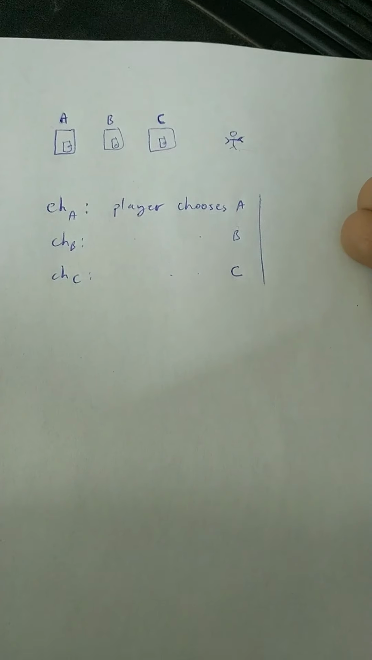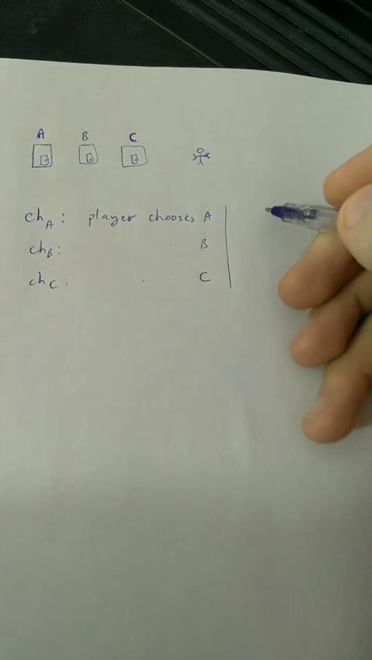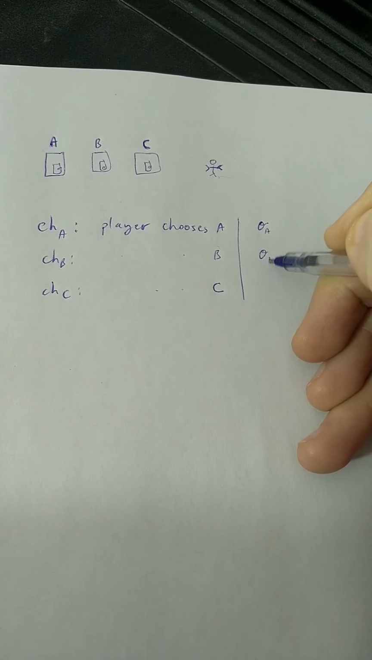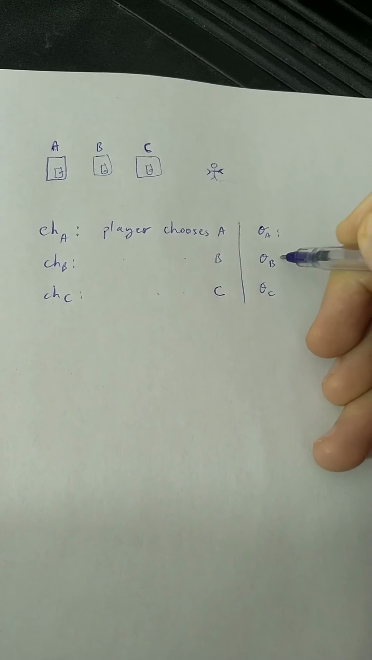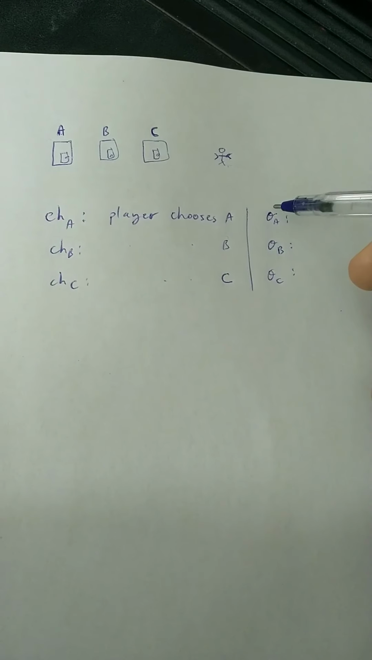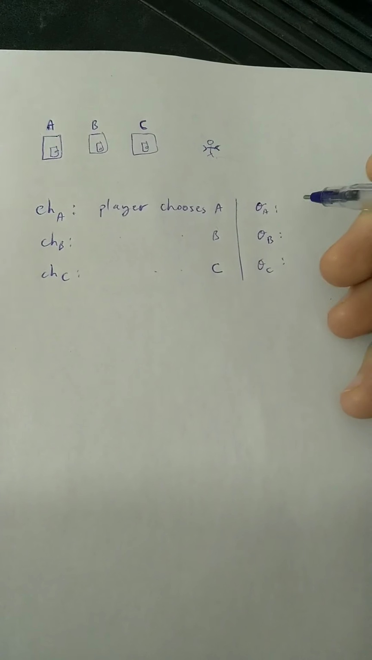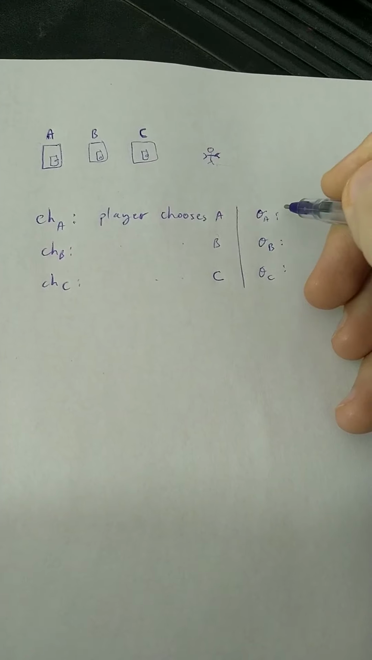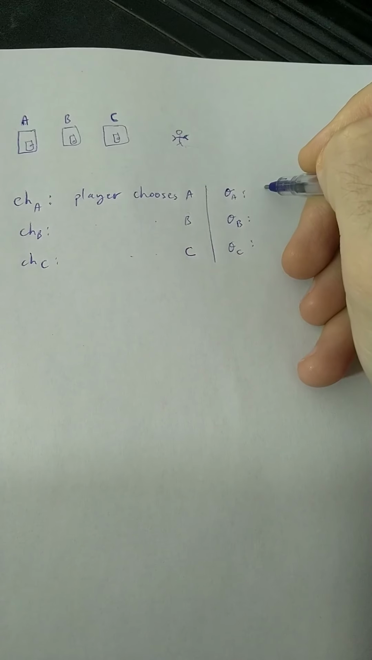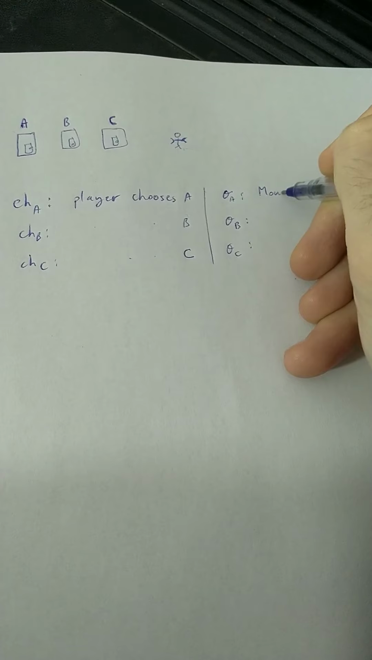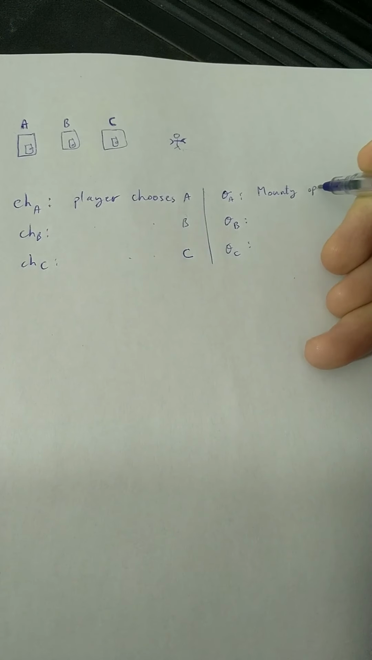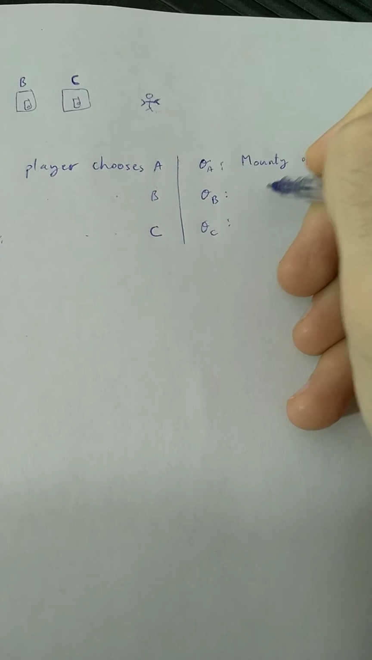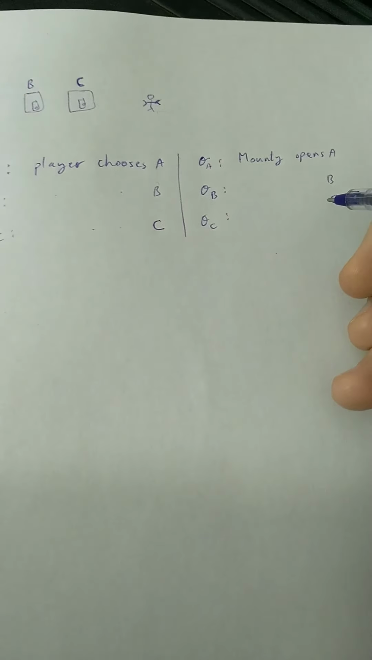Now, consequently, Mr. Monty can open either A, or can open B, or can open C. Of course, if you choose A, he won't open A. This is part of the game. But let me just state them. Not yet probability, we're just stating events. Monty opens A, Monty opens B, Monty opens C.